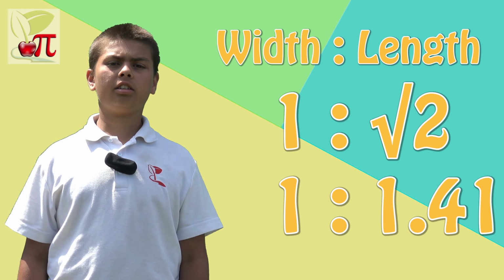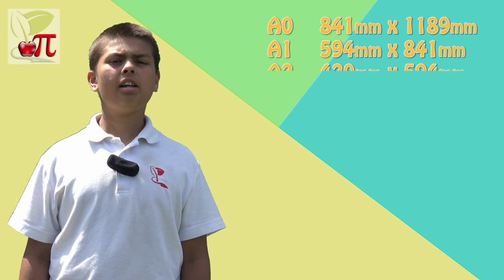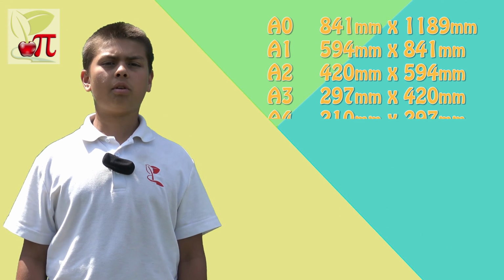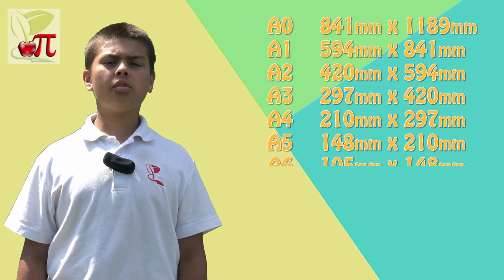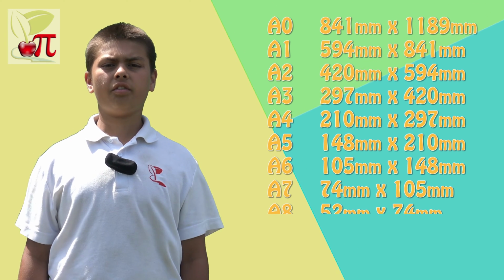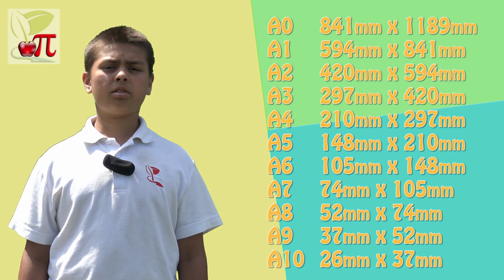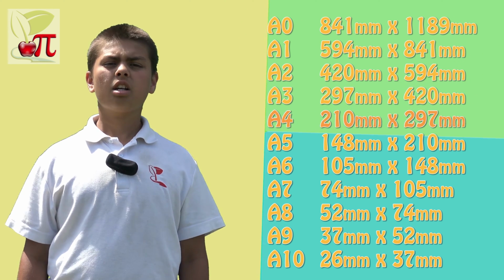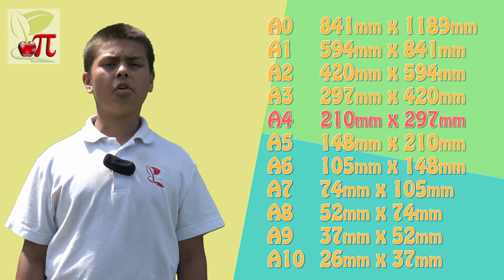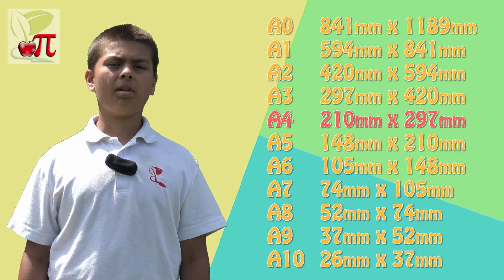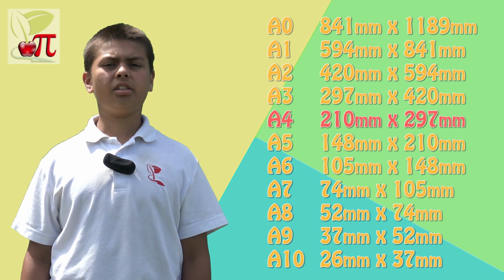The largest size in this series is A0 and has an area of 1 meter squared. Half the page gives 2 A1 sheets, half of each of these sheets gives 2 sheets of A2. The smallest paper size in the series is A10. The most popular paper size is A4, measuring 210mm by 297mm.